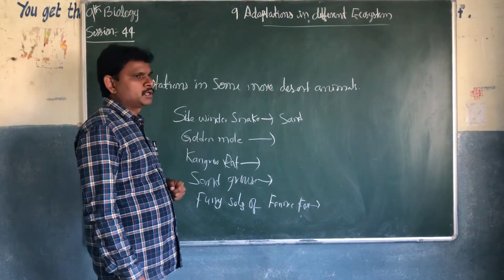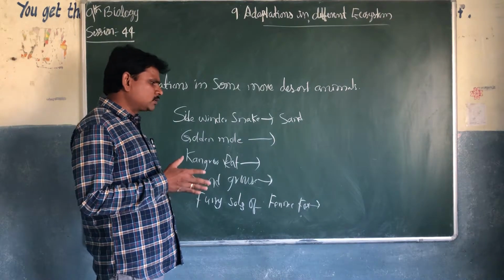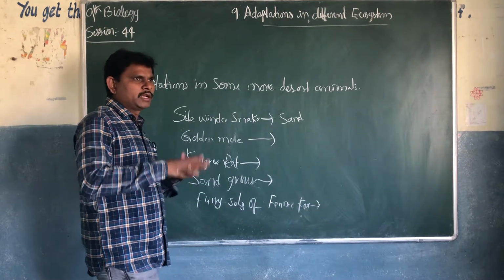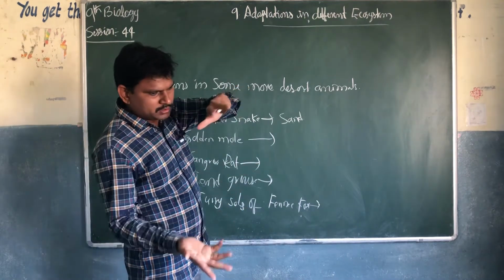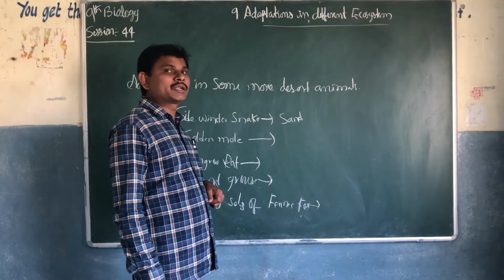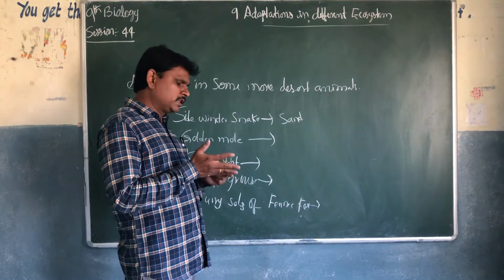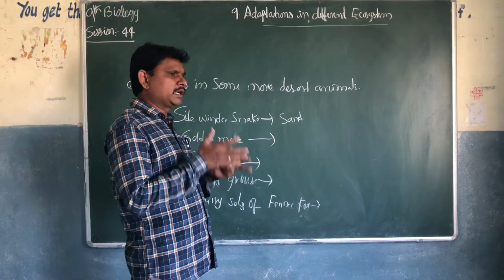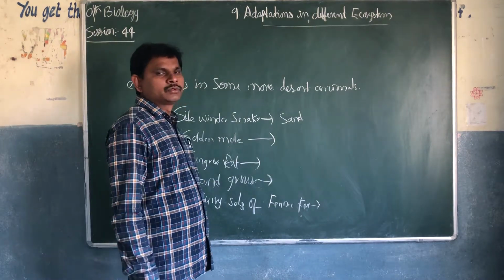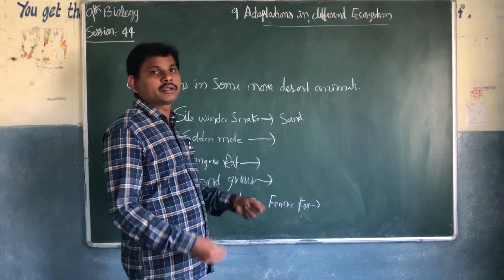Golden mole. This golden mole applies only a small portion of its body to the sand. The entire body does not touch the sand or the land. To protect from the very hot conditions, only a small surface of its body attaches to the sand.